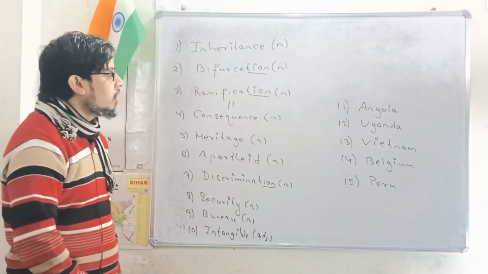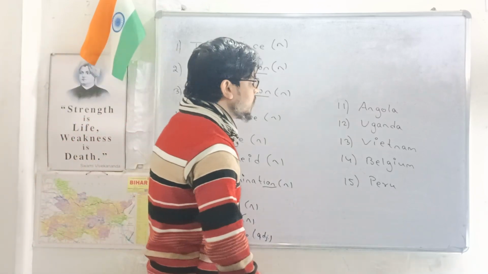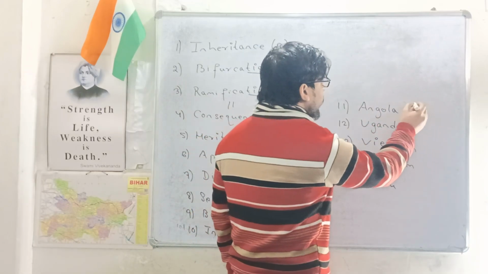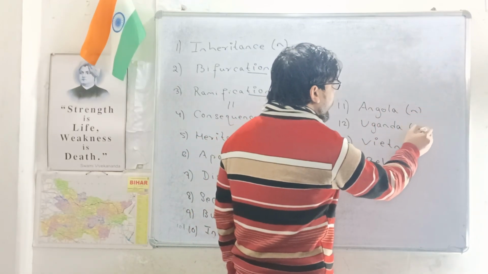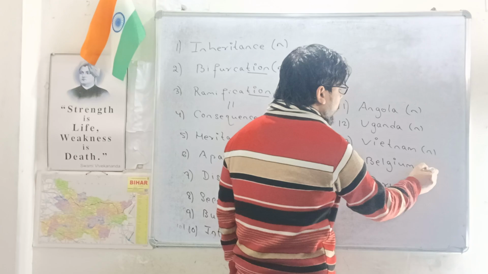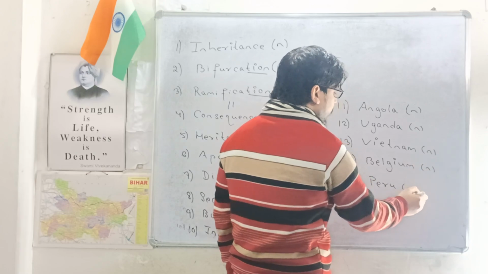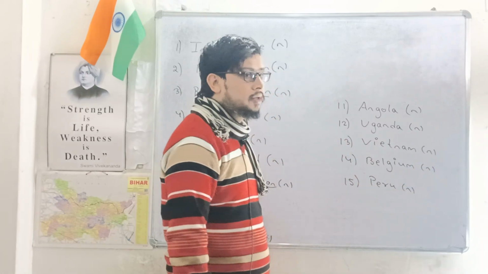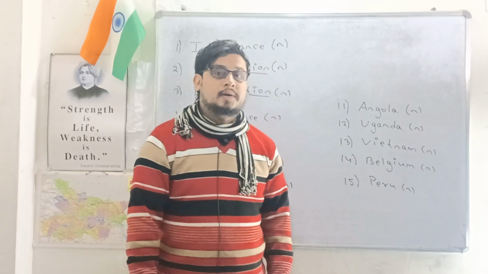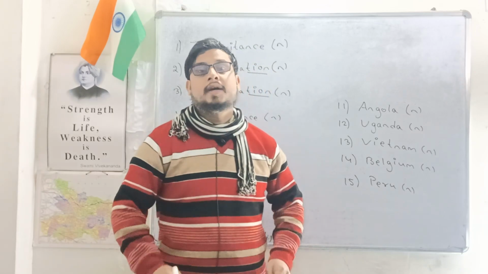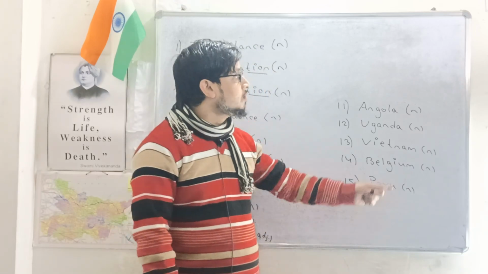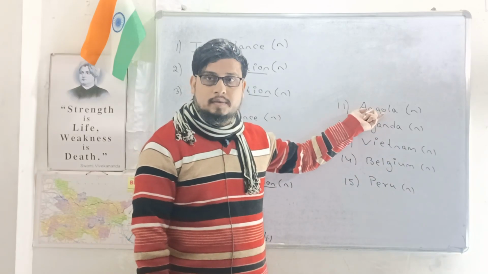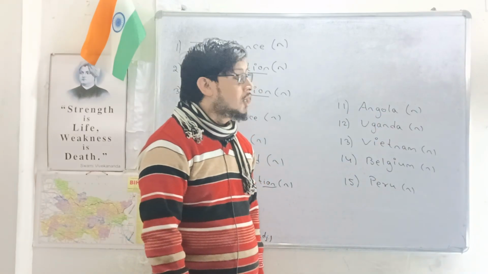Now we'll see five words that belong to countries. Proper noun, proper noun, proper noun, proper noun, and proper noun. Angola. Angola is a country of the African continent and it is very close to South Africa. Angola, a very important country. Uganda.